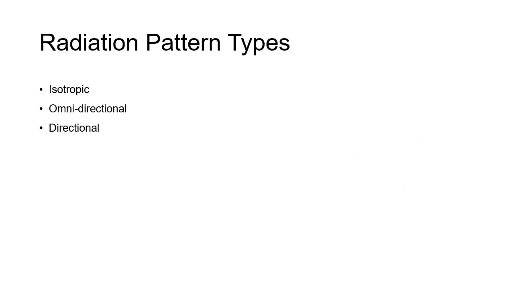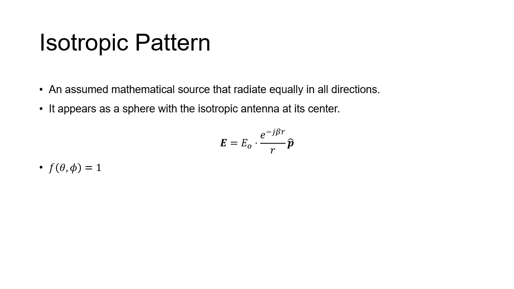So what are the types of radiation pattern? We have 3 types: isotropic, omnidirectional, and directional. The isotropic pattern means that the power is distributed equally in all directions. If we look at the equation of the electric field, you will notice that the term which represents angles disappears, meaning f of theta and phi is just equal to 1. In two dimensions, you will just see a circle with the antenna at its center.